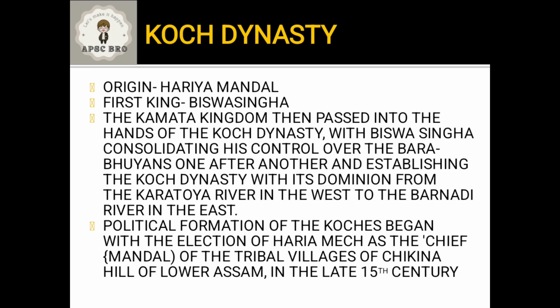It originated from one called Hariya Mandal, and the first king was Vishwasingha. Okay, the Kamata Kingdom then passed into the hands of the Koch dynasty, with Vishwasingha consolidating his control over the Baro Bhuyans one after another. The Koch dynasty had its dominion from the Karatoya River in the west to the Barnadi River in the east. That was the initial dominion of the Koch dynasty.